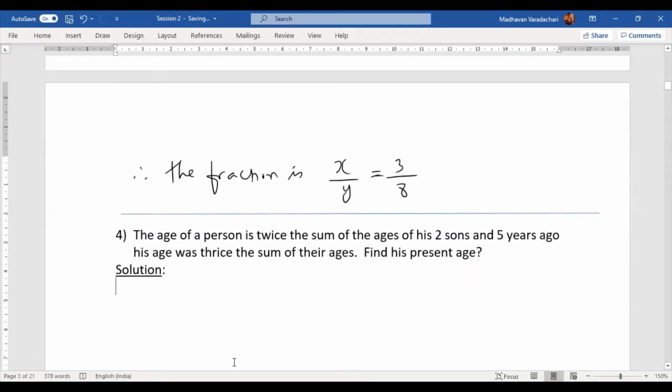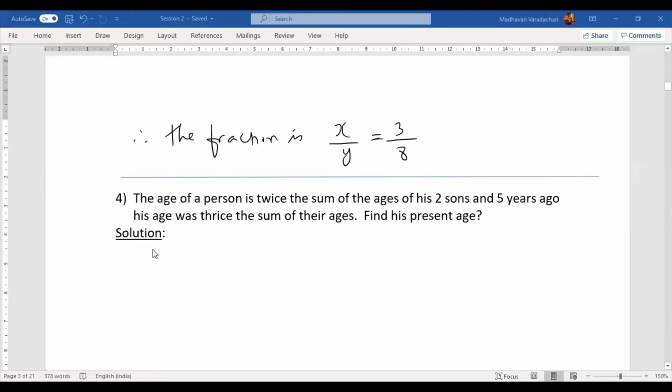So this is the next question. The next one. The age of a person is twice the sum of the ages of his two sons, and 5 years ago his age was thrice the sum of their ages. Find his present age.